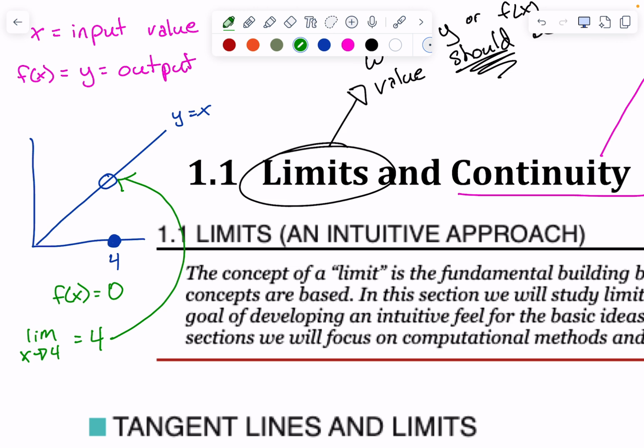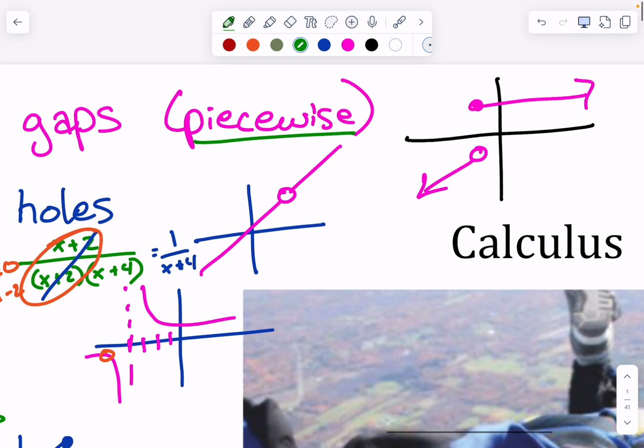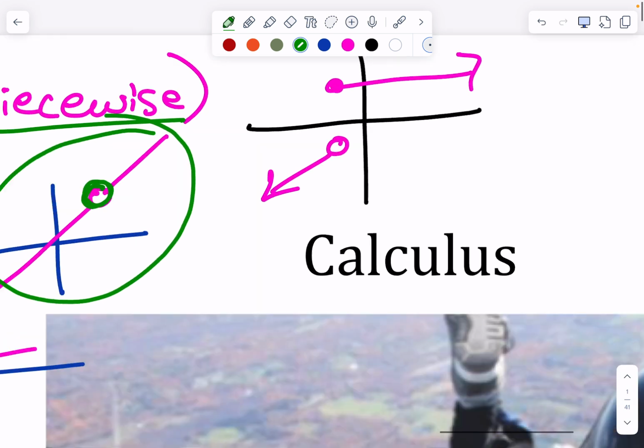Okay, so let's talk about the other examples that I have over here, right? So this guy, the y value should be this coordinate when we're talking holes, right? The limit is what the hole is taking out, right? Now, let's talk about this guy right here.